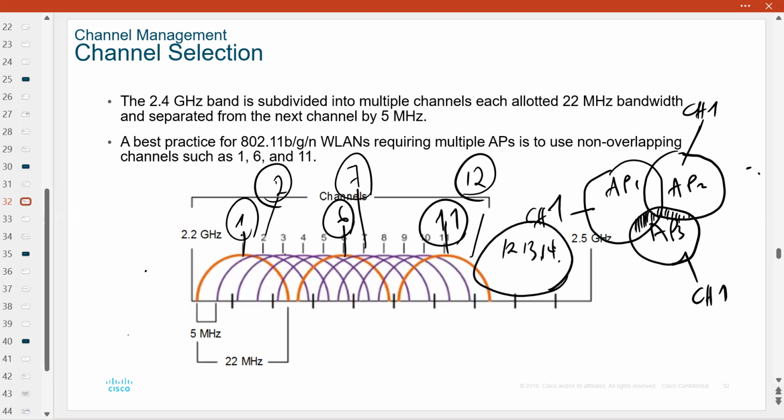So in this example that we're just given, it means this one I can use channel 1, this one I can use channel 6, this one I can use channel 11. Then in between these areas, there will be no interferences because we're using different frequency ranges for our channels. And basically that's it for the 2.4 gigahertz spectrum.